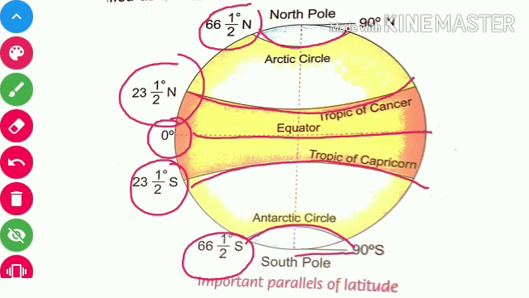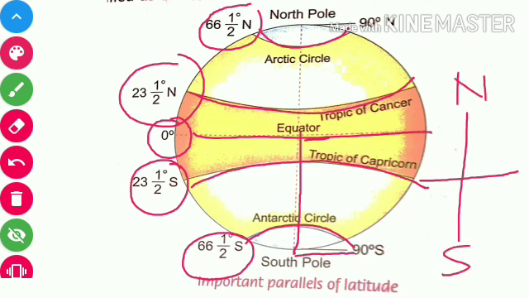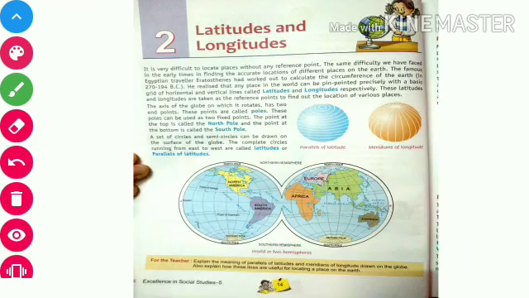And the poles: the distance from the equator, the center of the earth, to the surface at the pole is 90 degree. Suppose this is the imaginary line and this is the equator. This is North Pole and this is South Pole. So the distance from the middle to the pole is 90 degree. Latitude is an angular distance of a place from the equator lying either in the north or in the south. Got it? It is 90 degree north, 90 degrees south.